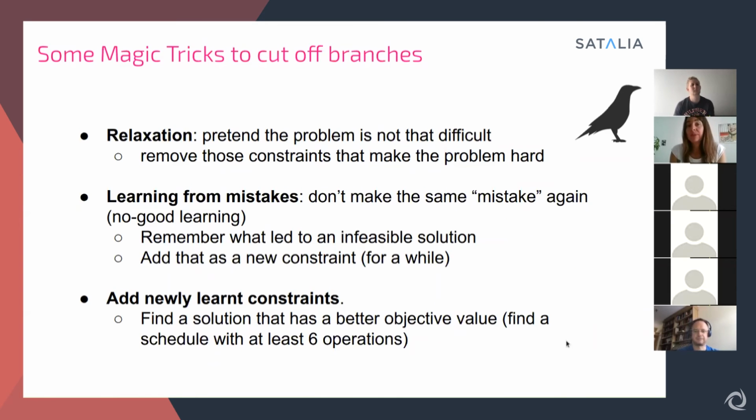Another idea is that you simply add constraints as you go. So you become cleverer as you iterate through the tree. You might, for instance, find a solution where you can schedule 6 operations, and you can simply add a constraint where you say, any solution is infeasible if it has less than 6 operations. So these are some ways that are used in exact algorithms to cut down the search space and then to really pinpoint the optimal solution and prove that there is no other solution.